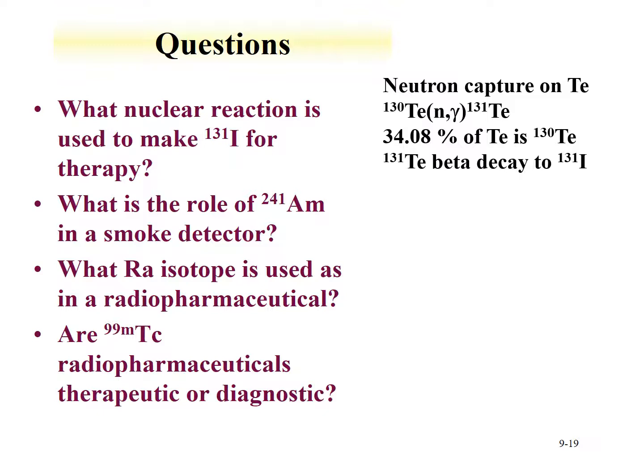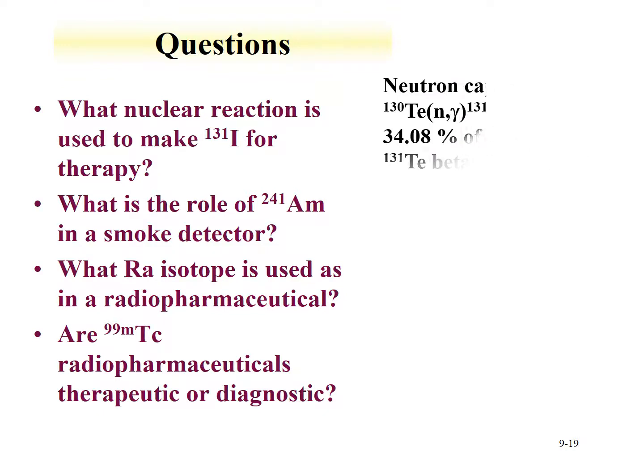So iodine-131 is produced from neutron capture on tellurium, particularly tellurium-130. The n-gamma reaction yields tellurium-131, which then beta decays to iodine-131. And 34% of tellurium is the 130 isotope. So this is actually a very reasonable route for the production of iodine-131.